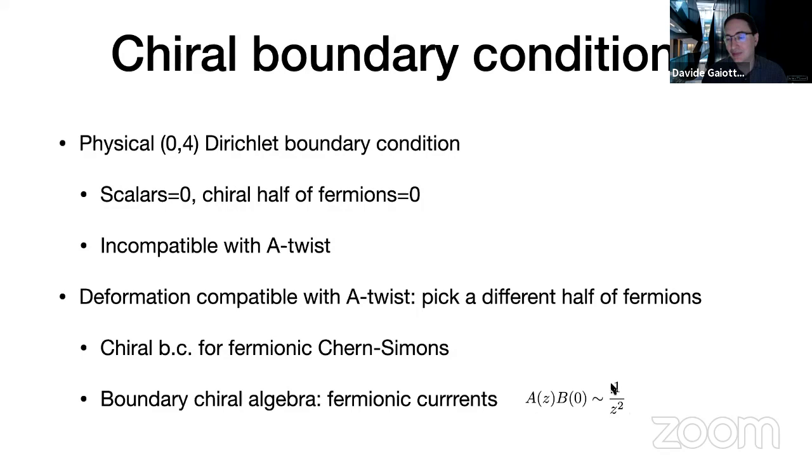Notice, of course, this boundary chiral algebra is not unitary, as often happens when you have a topological twist of gauge theories. So you have fermionic objects which transform as currents. I call this vertex algebra the vertex algebra of fermionic currents. You can think about it as a PSL(1|1) WZW model. Any questions?